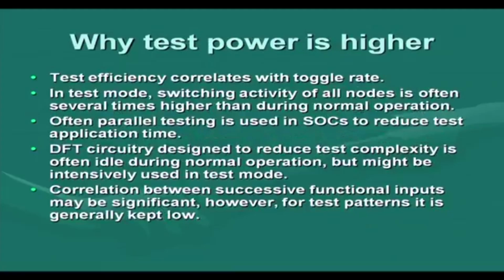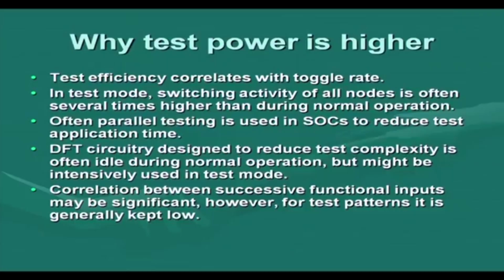Why is test power high? The first one is that test efficiency correlates with toggle rate. We have discussed this point a bit. What it says is that if I apply a first test pattern that excites some faults, the next test pattern that I would like to apply should excite some other faults, otherwise it will not detect new faults. So, the pattern that we are going to use must be totally different from the existing ones. That way, test efficiency correlates with the toggle rate. That is one very important thing.